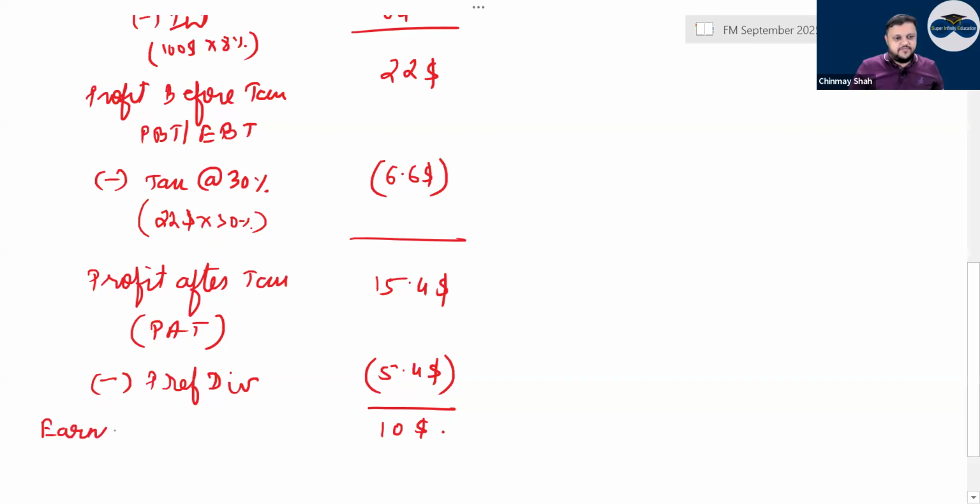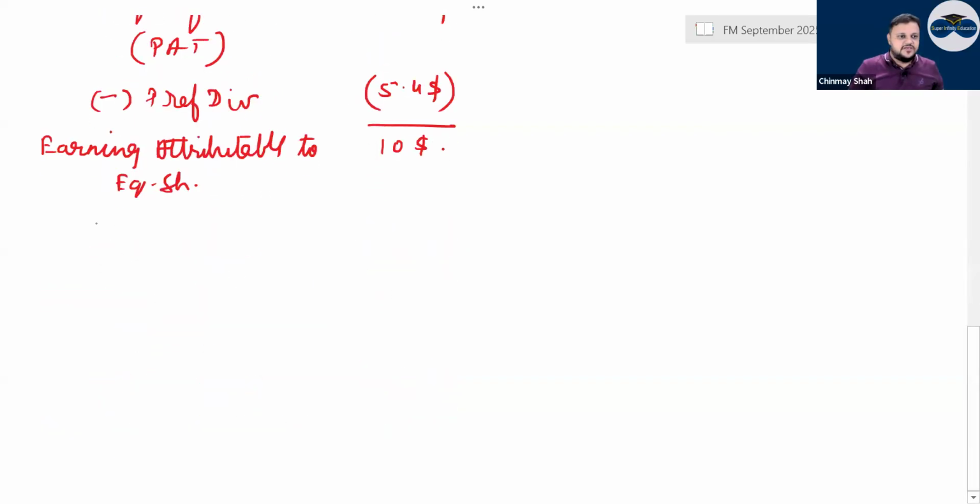Earnings attributable to equity shareholders. Or in short, it is called EAESH.